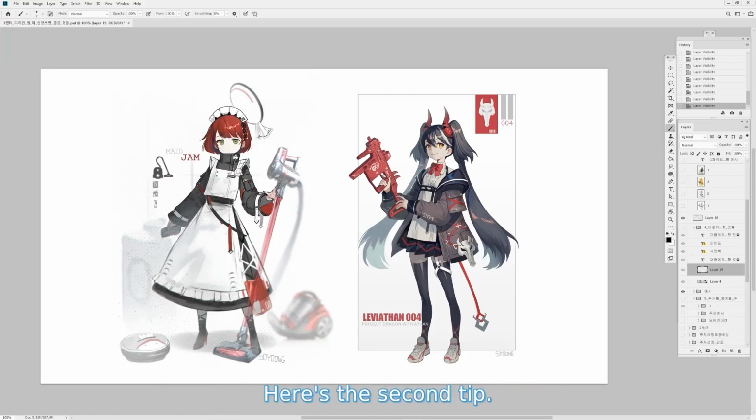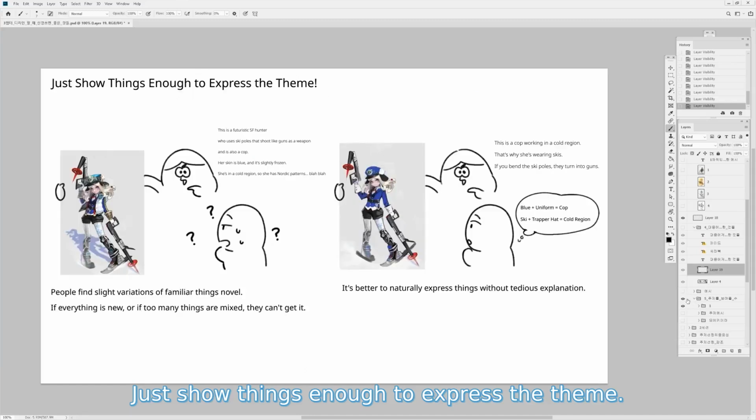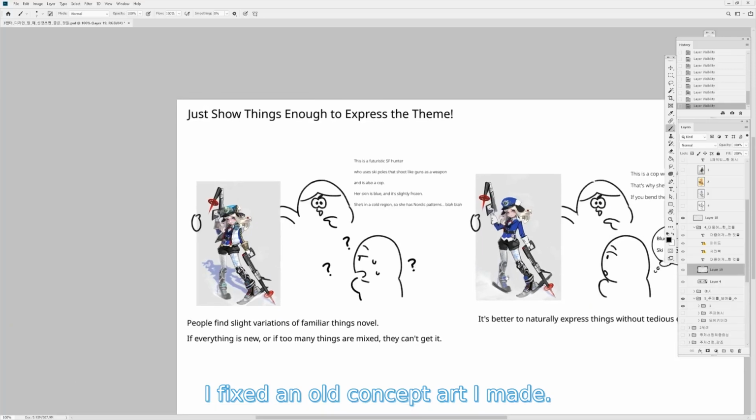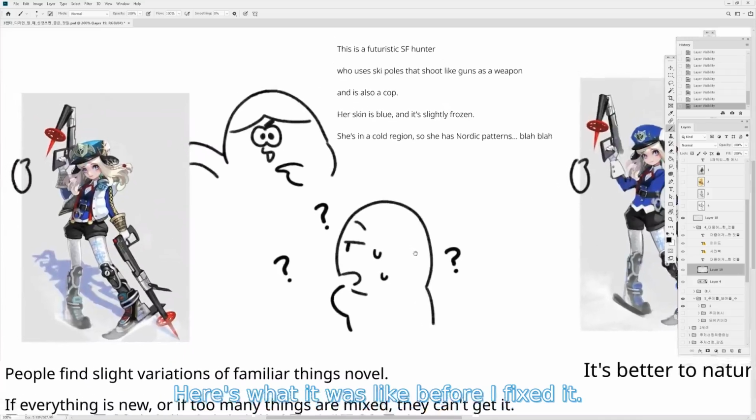Here's the second tip. Just show things enough to express the theme. It took a long time for me to fix this area. Since it's very helpful, I hope you all pay attention to it. Let me explain it with an example again. I fixed an old concept art I made. Here's what it was like before I fixed it.